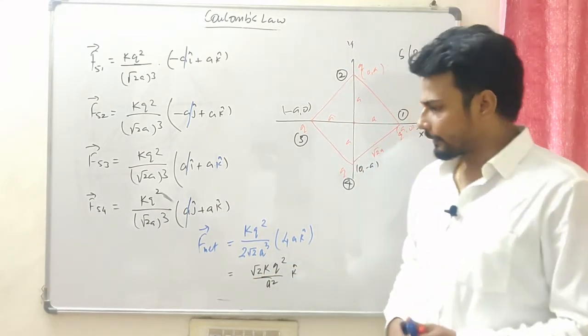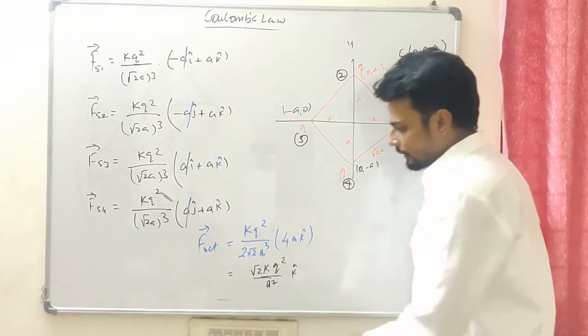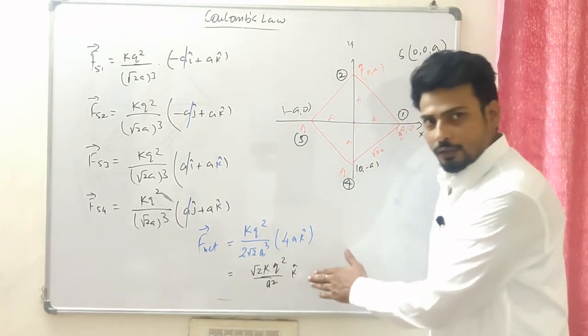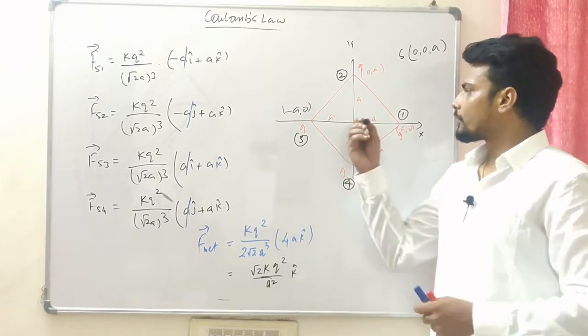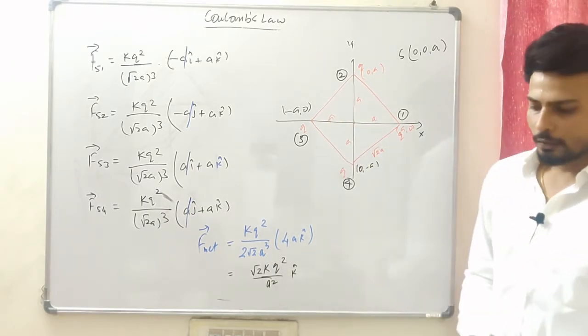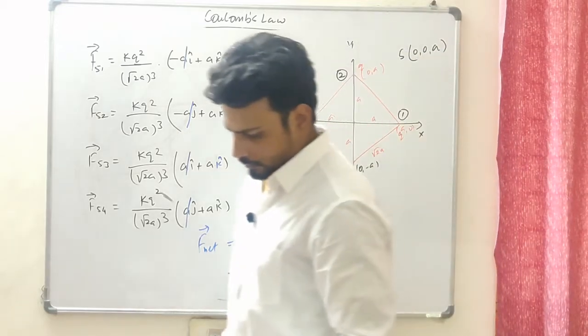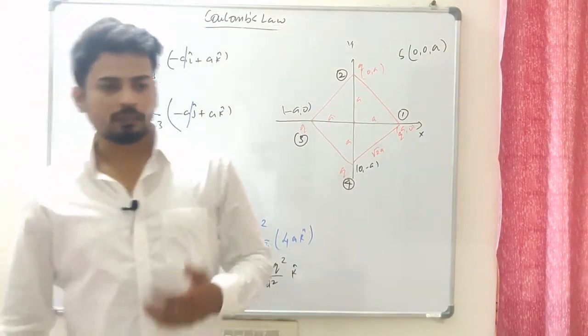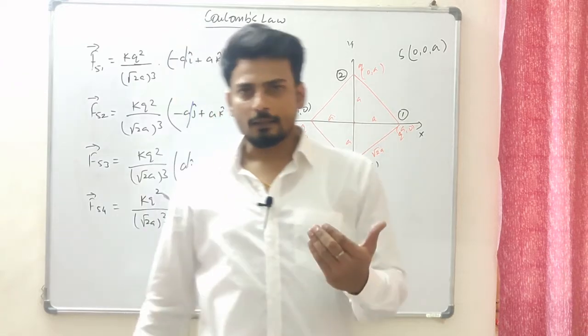So with the help of the vector form of Coulomb's law, we can get the magnitude as well as direction. It means that the force on this charge would be in the z direction, right? Simple as that. So that is the advantage of Coulomb's law in the vector form. We can find the magnitude as well as the direction.